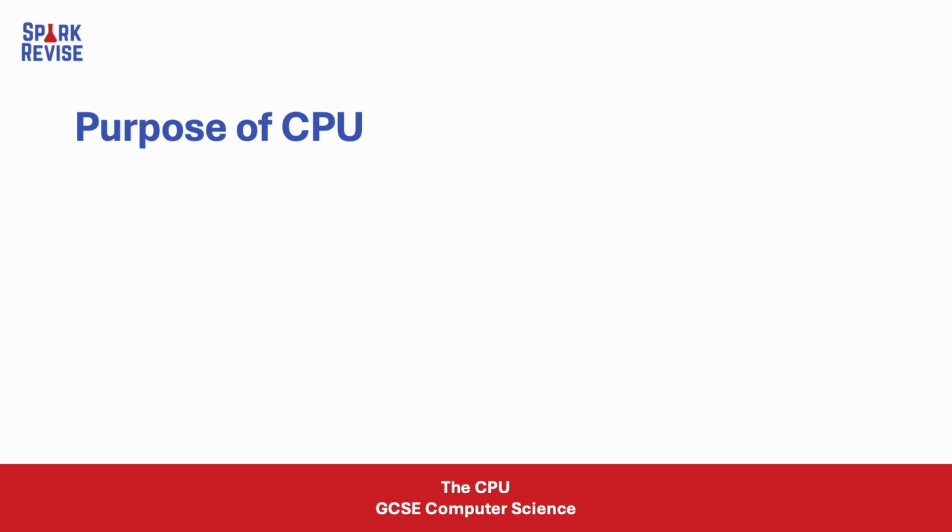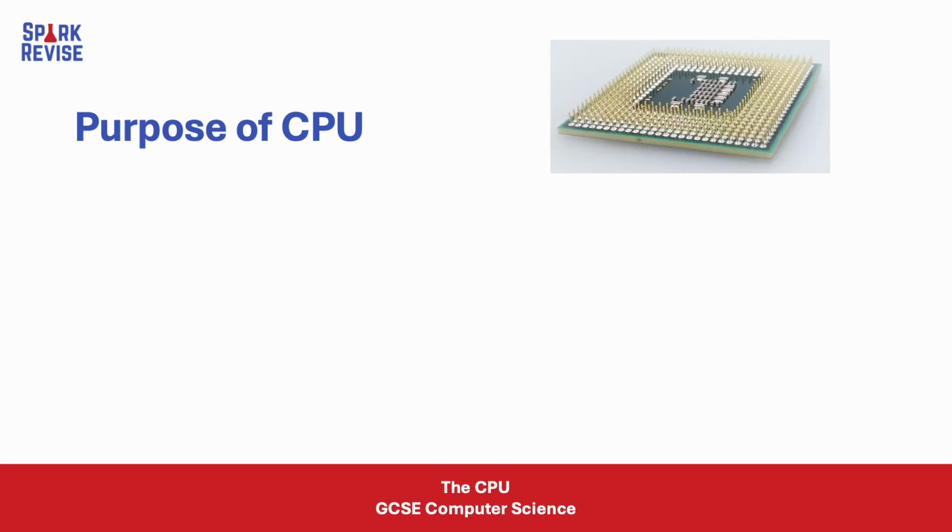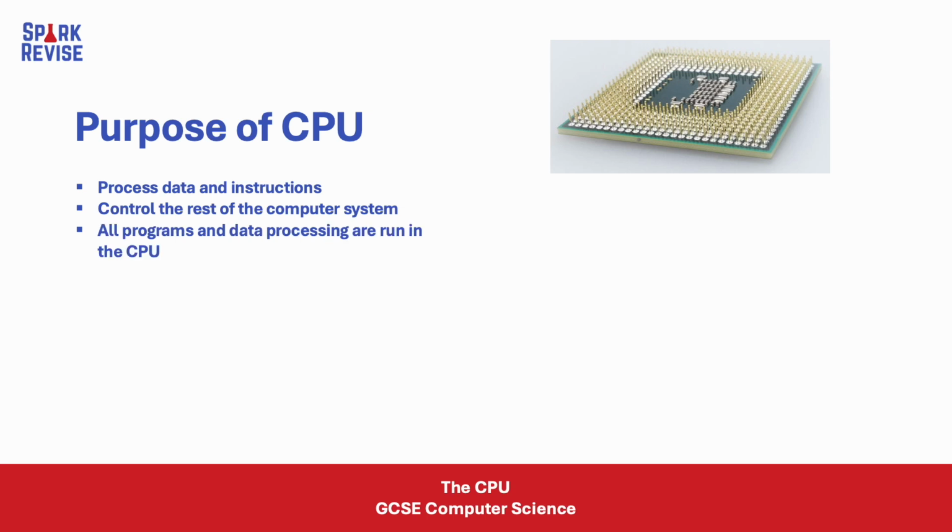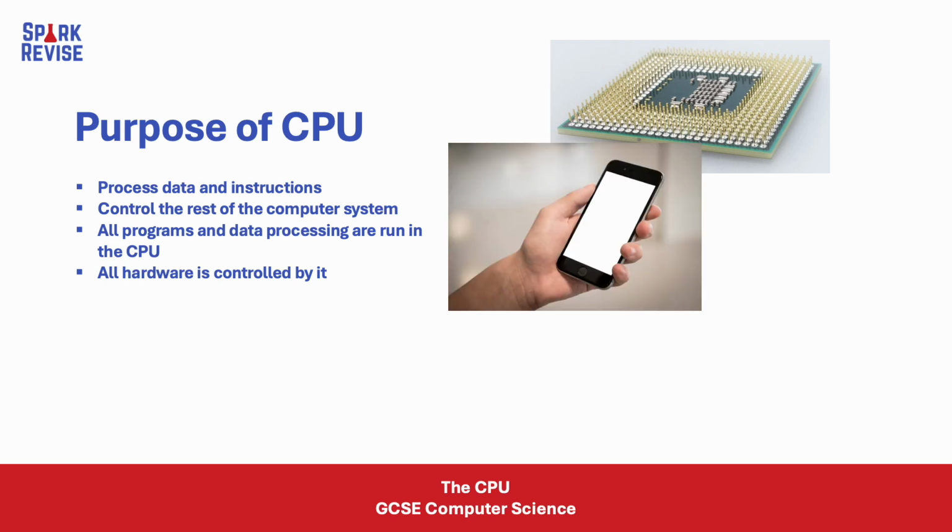So the CPU is often referred to as the brain of the computer, because it's responsible for processing all data and executing instructions. It plays a critical role in ensuring that the computer system functions correctly. The CPU performs all calculations and logical operations, allowing software programs to run efficiently. It also controls and coordinates the operation of all hardware components, ensuring they work together seamlessly.